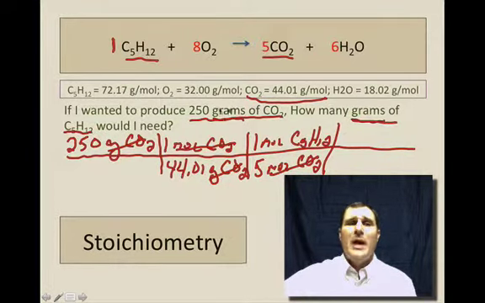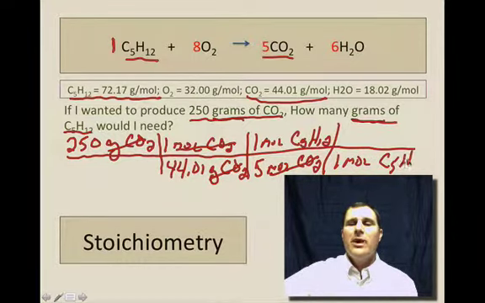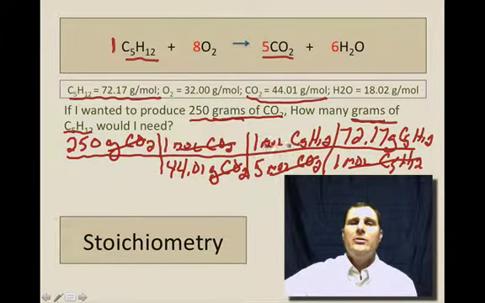I've got to use my molar mass of pentane to convert it from moles to grams. Well, this time I got moles up top. So I want to make sure my mole's on the bottom. So 1 mole of pentane, C5H12, equals 72.17 grams of pentane. Good. Moles of pentane cancels. I'm left with grams of pentane, and that's what I want to be left with. So I've written my equation correctly.